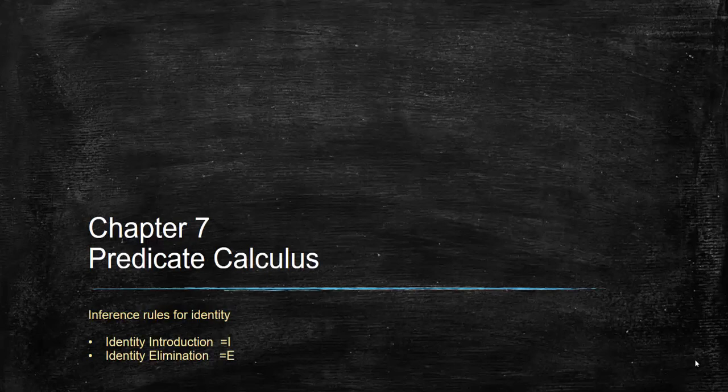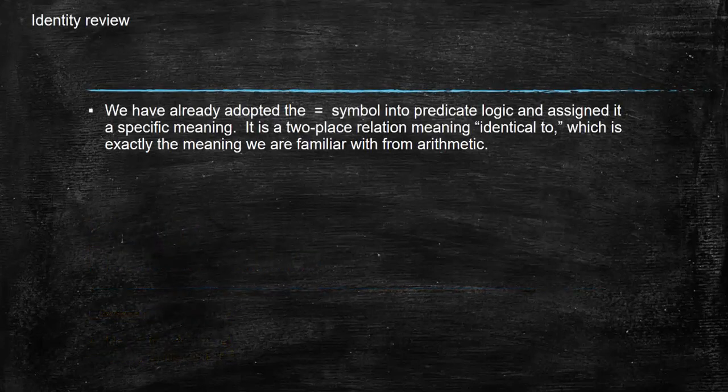So today we're going to talk about the inference rules for identity in the predicate calculus. There's two of them, identity introduction and identity elimination. So just to review a little bit about identity, we've already adopted the equal symbol into predicate logic and we've assigned it a specific meaning. It's a two-place relation, meaning identical to, which is exactly the meaning we're familiar with from arithmetic.